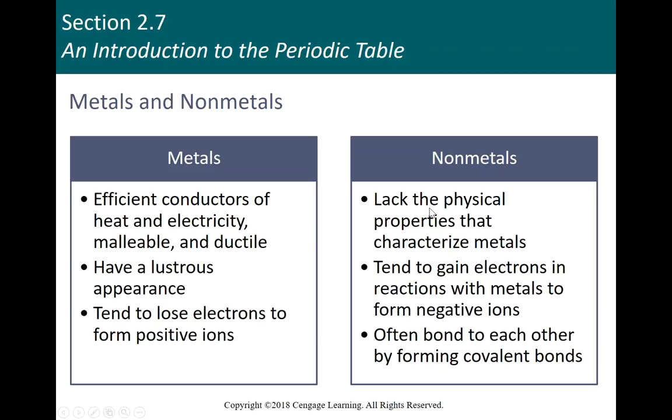Nonmetals, on the other hand, are basically just defined as they don't have these properties. So they're not good conductors of heat or electricity. They're not malleable. They're not ductile. They tend to gain electrons when they react with metals to form negative ions, and nonmetals have the ability to form covalent bonds with one another.